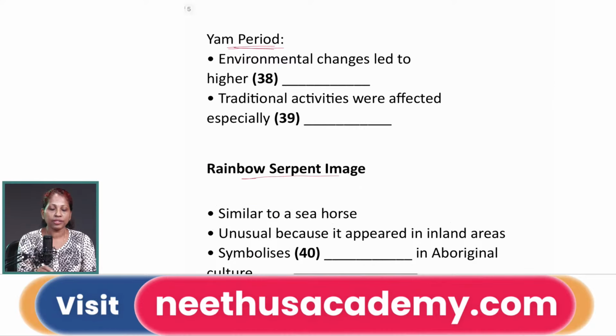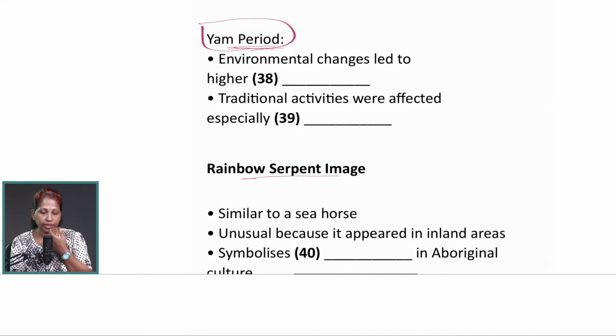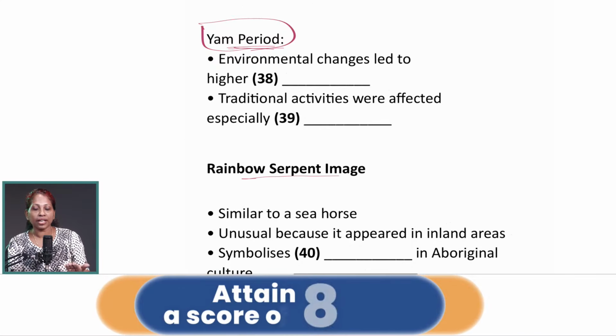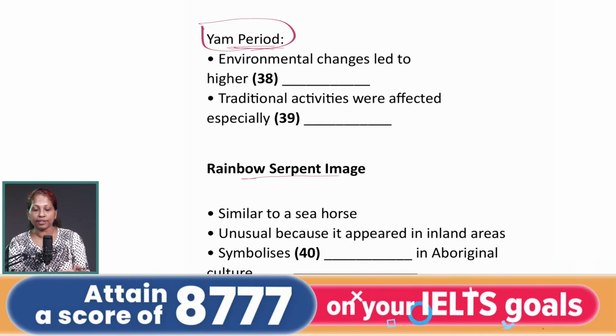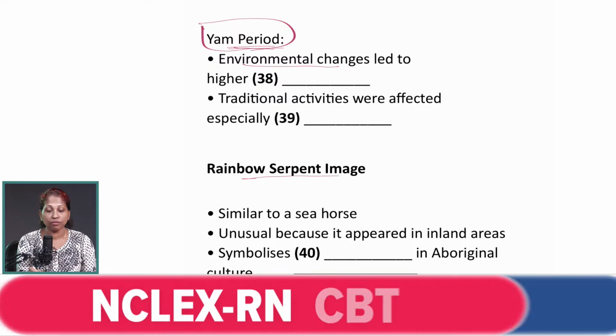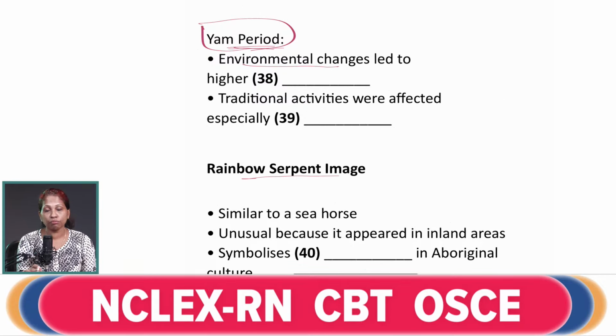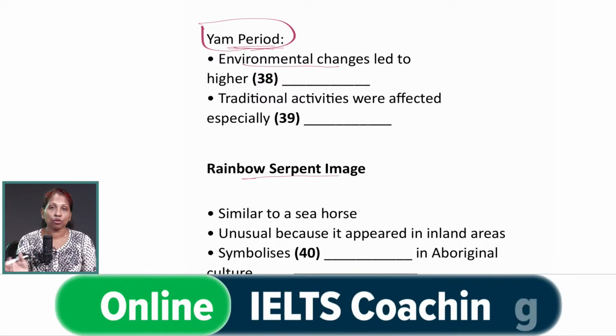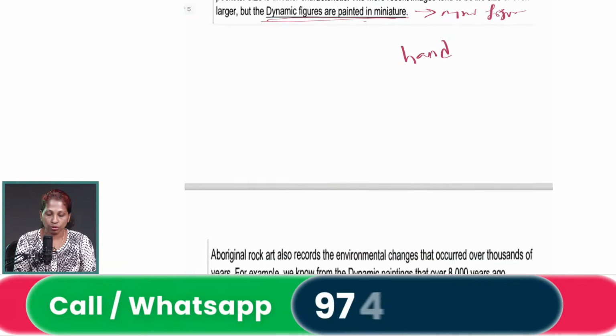Note 38 is about the yam period, like we told. These all things happened in the yam period only. So environmental changes led to higher dash. That is the first one we have to look for. The second one is traditional activities were affected, especially dash, right? So environmental changes led to something. There was a change in the environment, in the atmosphere, which had consequences that led to something. What is that? It led to something on the higher side. So let us see what it is.